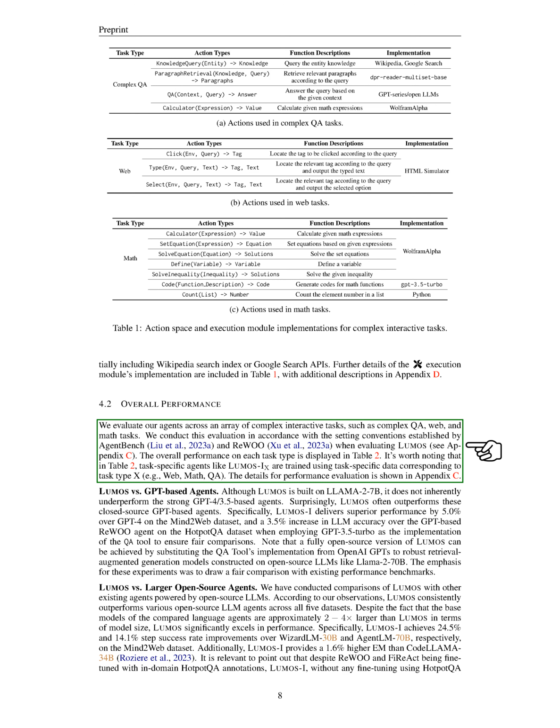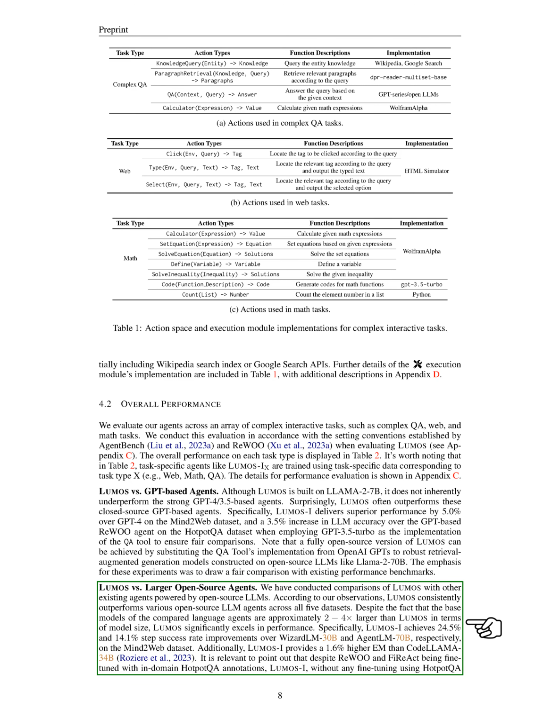It's important to note that task-specific agents like LUMOS-I-X are trained using data specific to task type X, e.g., web, math, QA. We compared LUMOS with other existing agents powered by open-source LLMs. Our findings showed that LUMOS consistently outperformed various open-source LLM agents across all 5 datasets. Even though the base models of the compared language agents are about 2 to 4 times larger than LUMOS in terms of model size, LUMOS significantly excelled in performance.